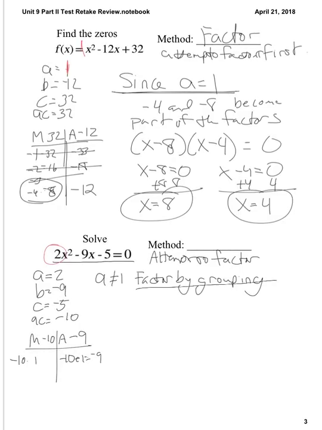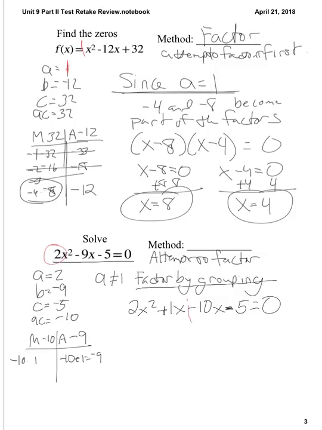Factor by grouping is going to be our method, which means we're going to rewrite the equation 2x squared minus 9x minus 5 equal to 0. We're going to rewrite it using our negative 10 and our 1. I'm going to set it up here with 2x squared plus 1x minus 10x minus 5 is equal to 0. I could set this up any number of ways. I could have set it up also as 2x squared minus 10x plus 1x minus 5 is equal to 0. But I chose this way.